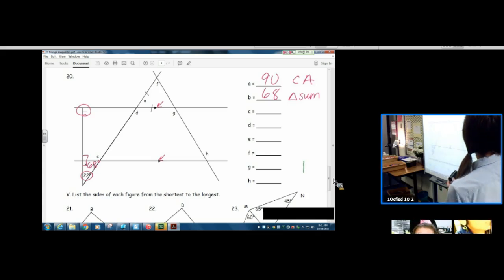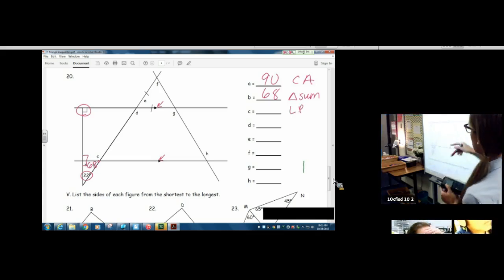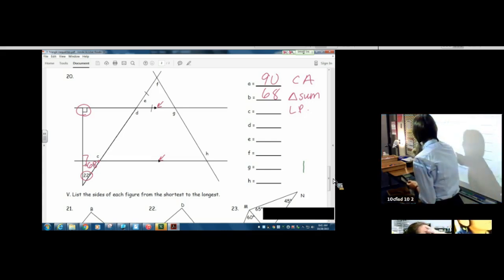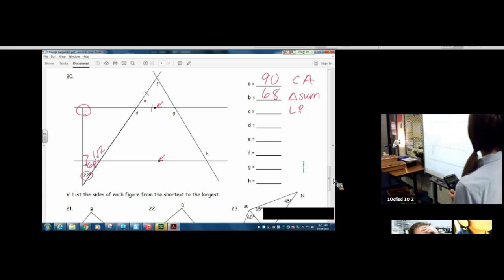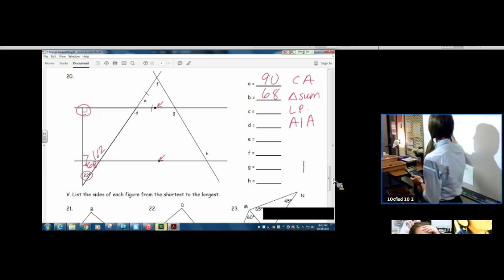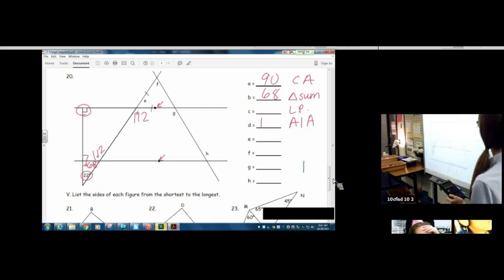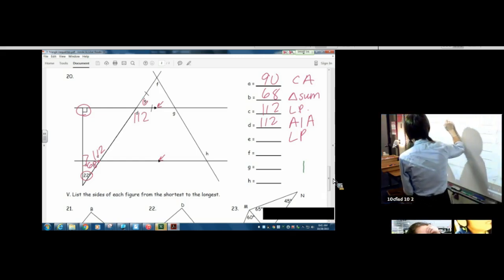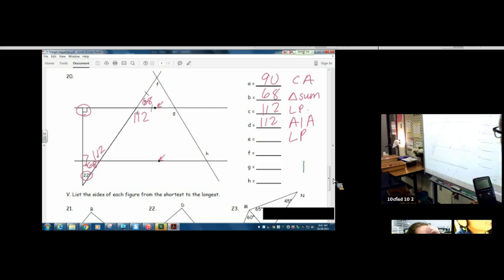Okay, now I'm going to use the linear pair theorem to find C. So the linear pair of 68, 112. Now I'm going to use alternate interior angles to find D, 112, 112. Where can we go from there? We can do linear pair theorem again to find E, which would be 68 there.